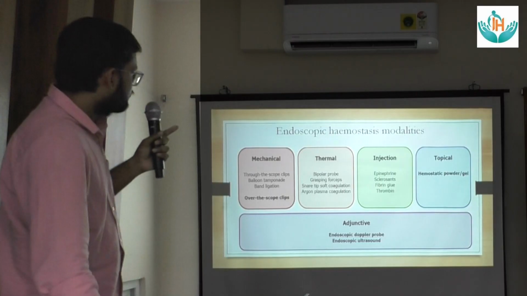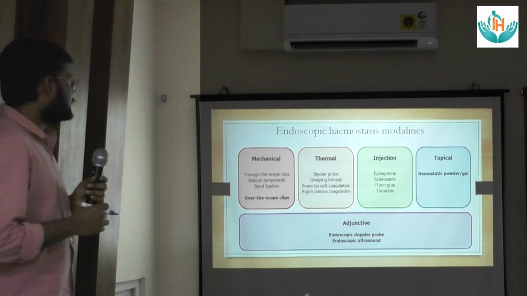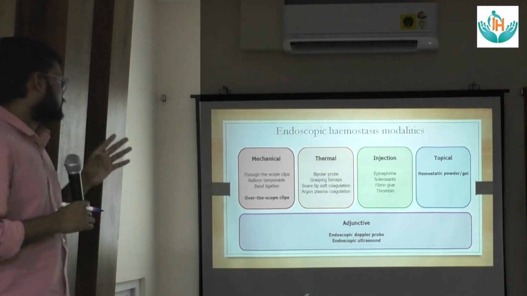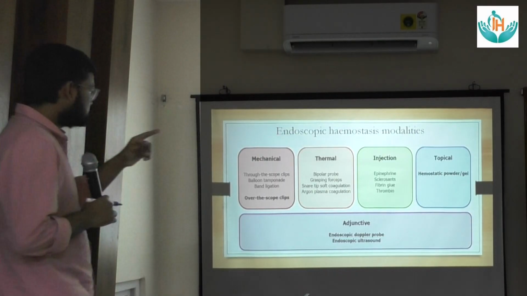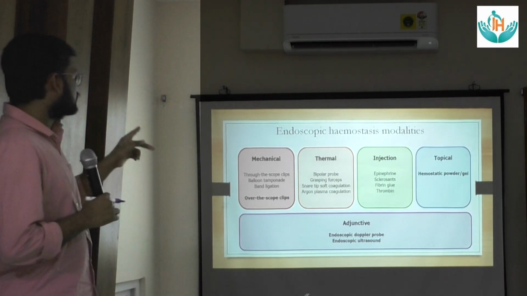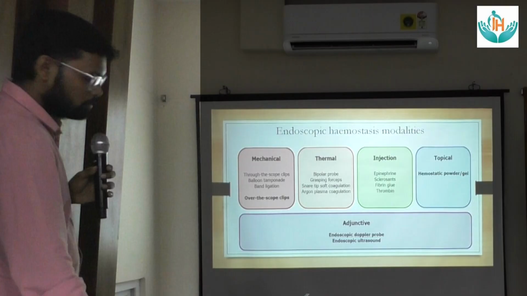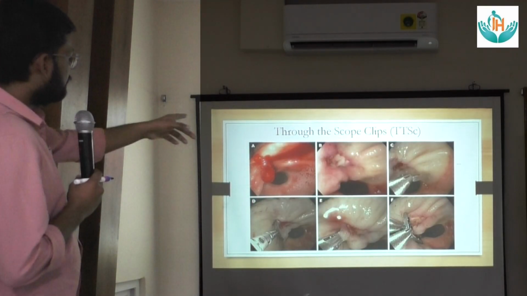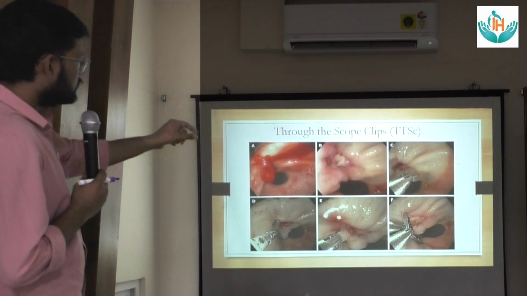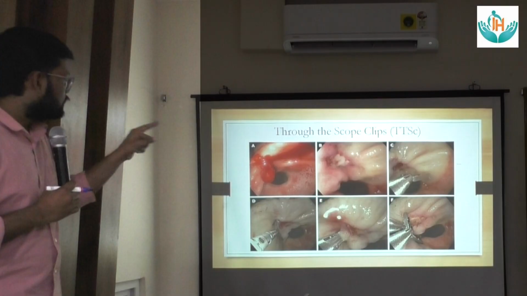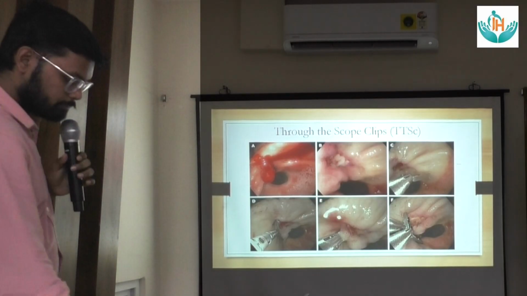The different modalities to control bleeding by endoscopy are mechanical, thermal, injection and topical therapies. Never use injection therapies alone for controlling the bleed; always use a combination of two therapies. The mechanical therapy, as we can see, is on a bleeding ulcer. We have applied a hemoclip on the ulcer. This hemoclip causes mechanical tamponade and occludes the vessel. After the hemoclip, the bleeding has been completely stopped.